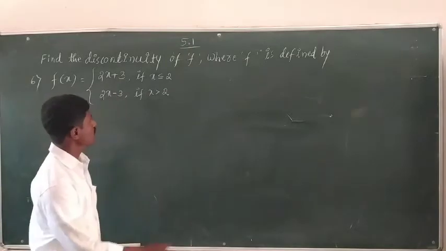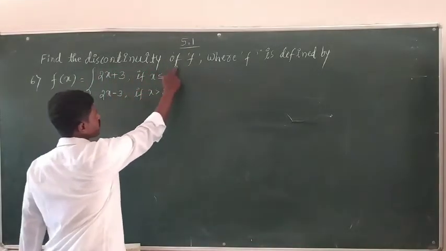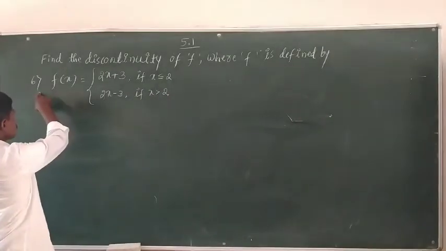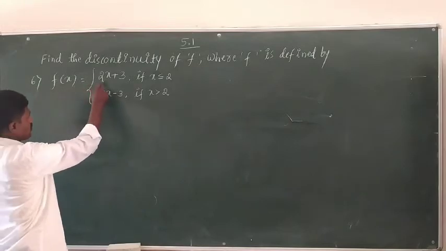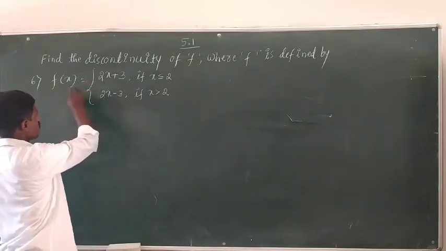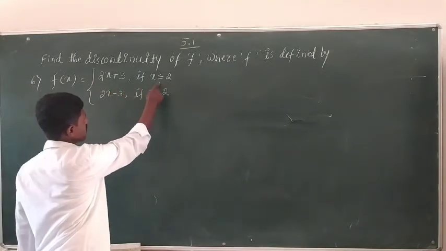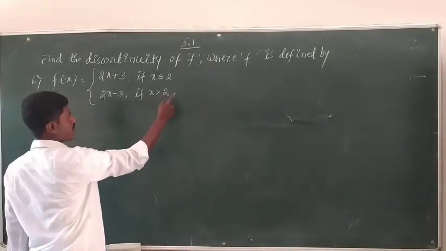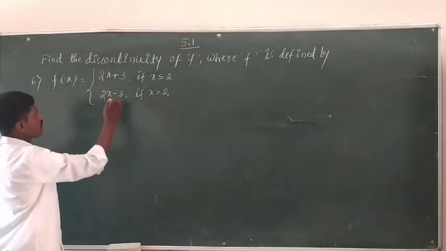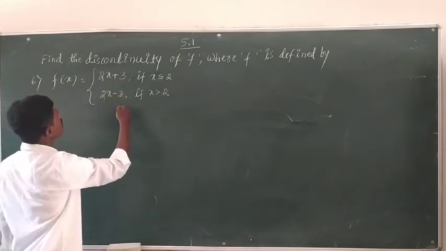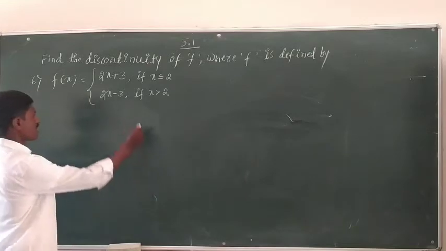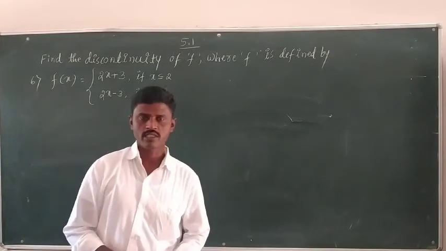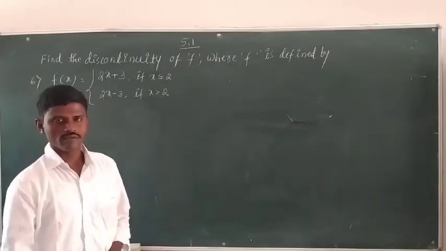Exercise 5.1. Find the discontinuity of f where f is defined by: f of x is equal to 2x plus 3 if x is less than or equal to 2, and 2x minus 3 if x is greater than 2. So here the function is in pieces, meaning there is more than one function. Hence we use the identity: limit as x tends to c minus f of x is equal to limit as x tends to c plus f of x is equal to f of c.